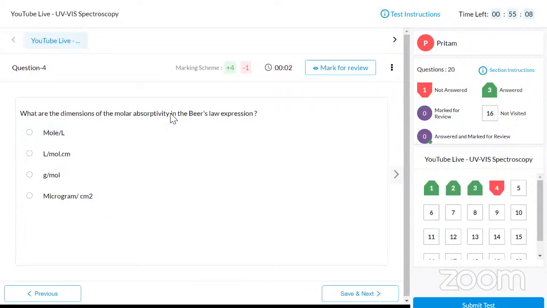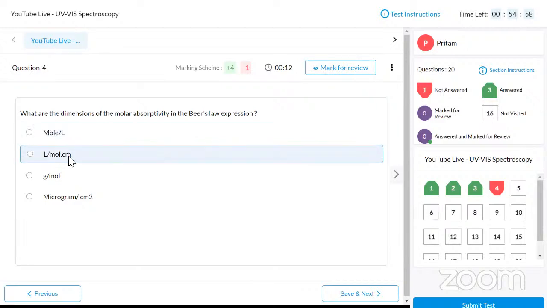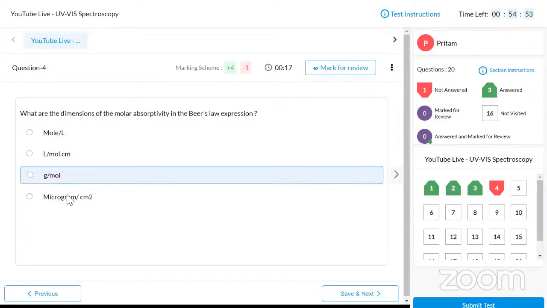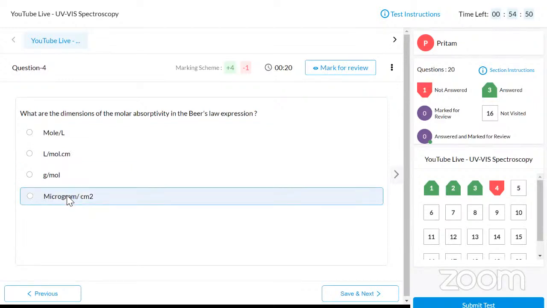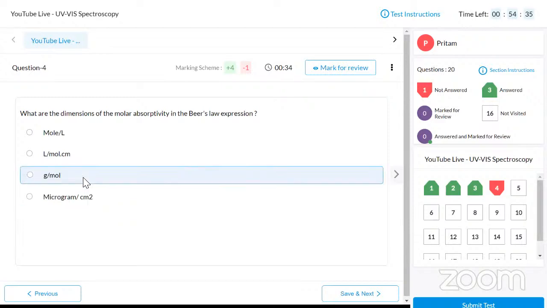Now, what are the dimensions of molar absorptivity in Beer's law expression? If you remember the Beer-Lambert law, we have the following options: mole per liter, liter per mole into centimeter, then option C is grams per mole, and option D is microgram per centimeter square. Now, according to the derivation of the Beer-Lambert law, let us eliminate the options one by one. Option C, grams per mole, is basically going to be the dimension for the mass of a product.